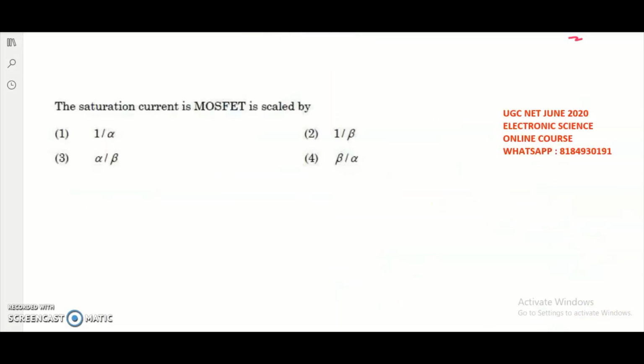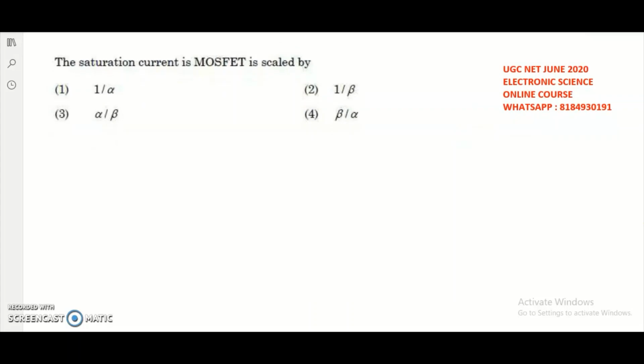And now while coming to the next question, the saturation current in a MOSFET is scaled by. If the MOSFET is in saturation, then the saturation drain current, that is ID, can be given as mu COX W by L into VTD square.